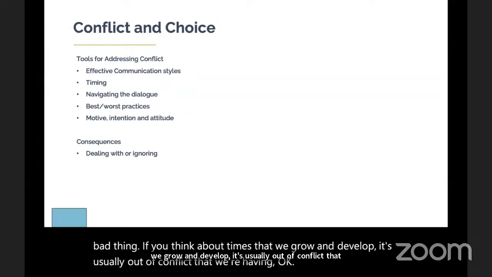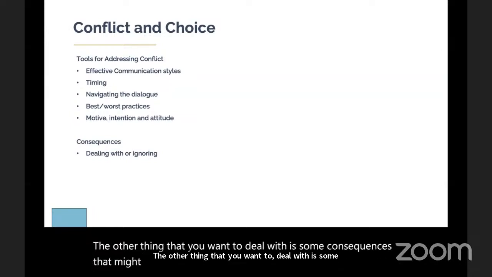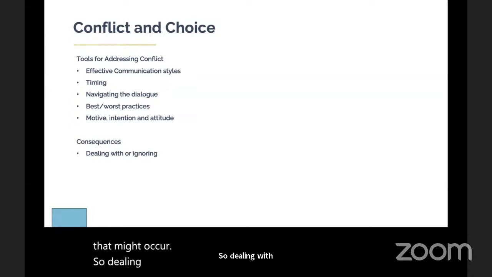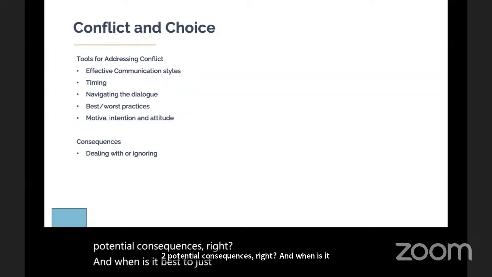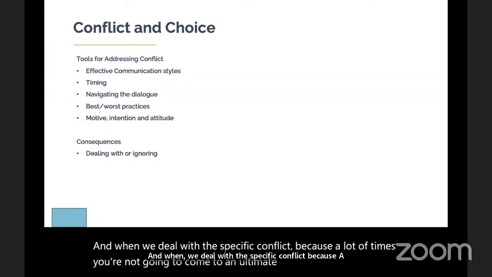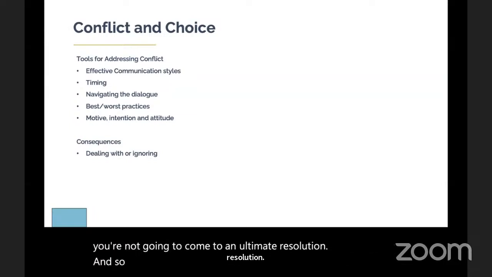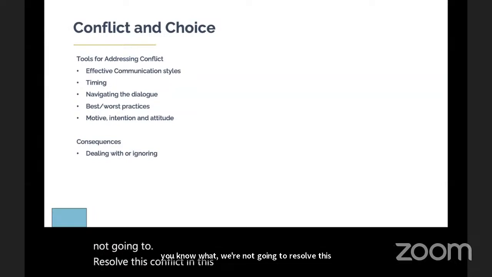The other thing that you want to deal with is some consequences that might occur. So dealing with or ignoring the situation. Those are the two potential consequences, right? And when is it best to just move the group along? And when do we deal with the specific conflict? Because a lot of times you're not going to come to an ultimate resolution. And so sometimes it's best to kind of ignore it and say, you know what, we're not going to resolve this conflict in this group. And so let's move on.